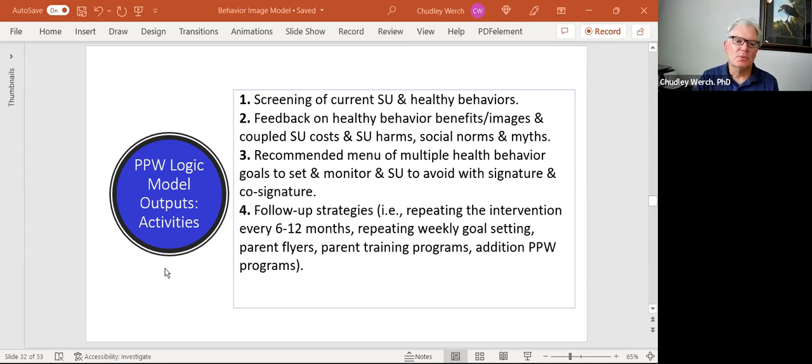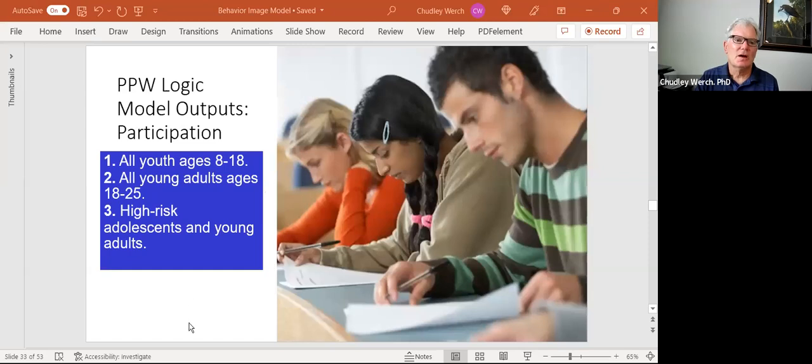So that's the outputs in terms of activities. In terms of outputs, participants, all youth. So sometimes, because we have a program called Sport, some providers will say, oh, this is just for kids in sports or for athletes, youth athletes, but it's not. It's for all youth. We've got programs for elementary school age, middle school age, high school age, young adult age. So we've got the whole spectrum of age 8 to 25, and some of our programs have been adopted for use with older adults as well.